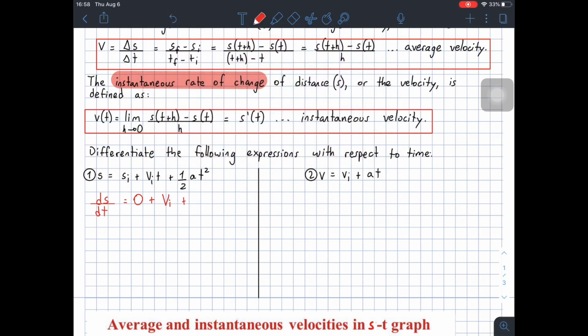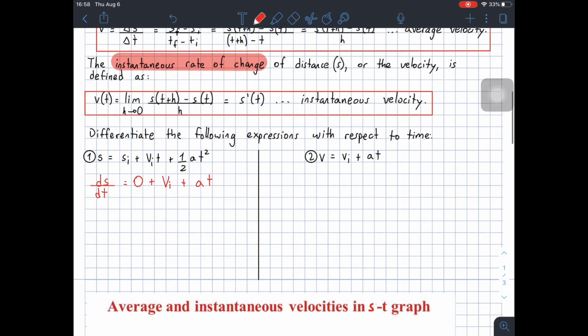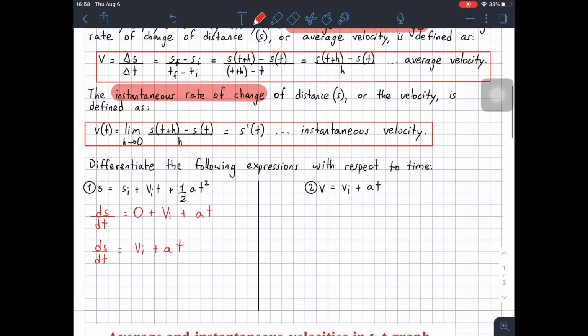And the derivative of this term, we're going to apply the power rule to this term. So we're going to get 2 over 2, that's 1, at. So plus at would be the derivative of that function. So you see that the result, if I organize this, we're going to get as a result initial velocity plus acceleration times time.